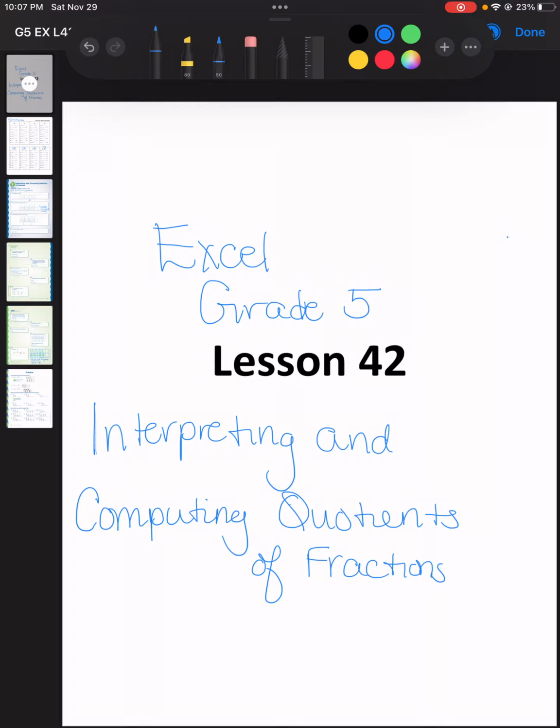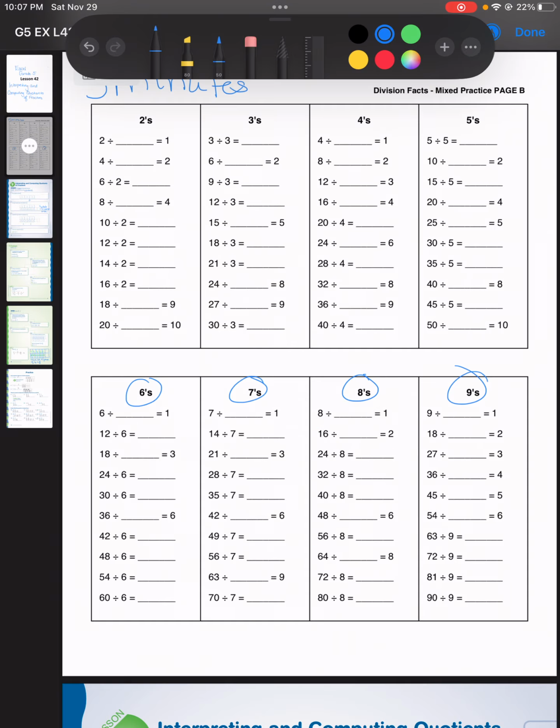This video is designed to support you with the facilitation of Lesson 42 of the 5th grade Excel curriculum, which focuses on interpreting and computing quotients of fractions. The lesson begins with some fluency practice around division. Students should have 5 minutes to complete this fluency activity.